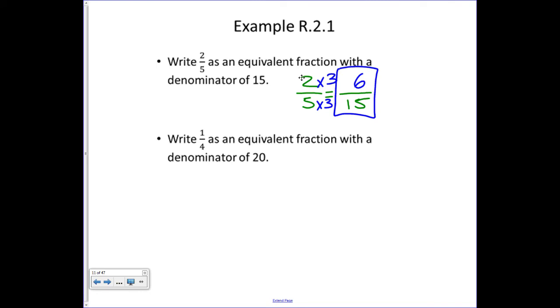We can do the same thing here with 1 over 4. And we want to write it as an equivalent fraction with a denominator of 20. So we have to ask ourselves, what times 4 will give us 20? 4 times 5 is equal to 20. So whatever we do to the bottom, we have to do to the top. 1 times 5 is just 5. And there's our equivalent fraction.